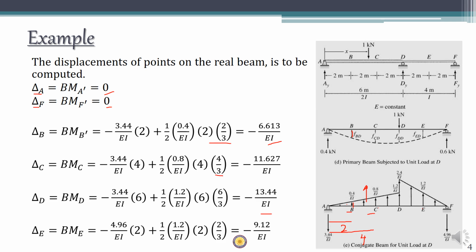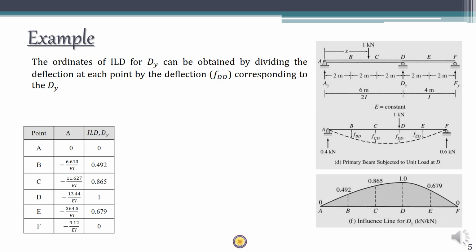minus 4.96 into 2 plus the area of this triangle, which is half into 2 into 12 by EI, which will be acting at a centroidal distance of 2 by 3 from E, right? So you multiply with 2 by 3, you get the deflection at E as minus 9.12 by EI. So that's it, we get the deflection values at each of the points.